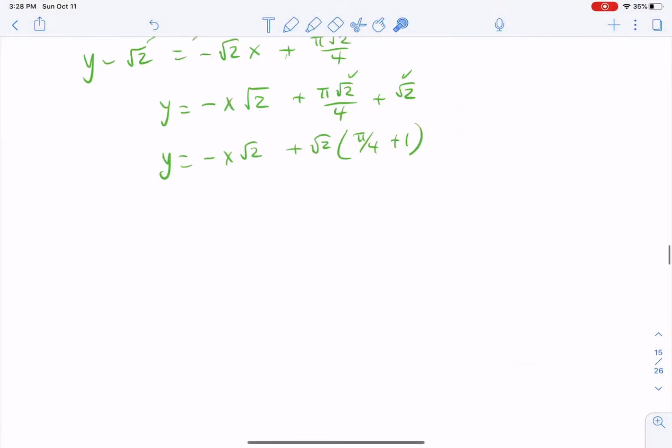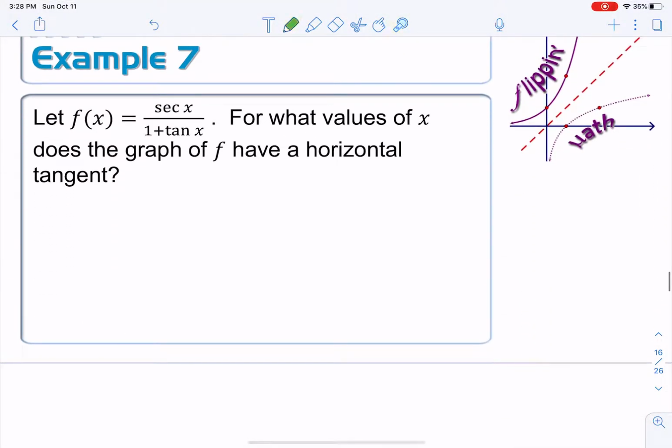Oh, I'll come over here so we have plenty of room. What color do we got? We got green again. All right, notice we have a quotient, so we're going to have to use the quotient rule and take its derivative. f prime of x is equal to the derivative of the top. What is the derivative of secant? It's secant tangent, times the bottom, 1 plus tangent x.